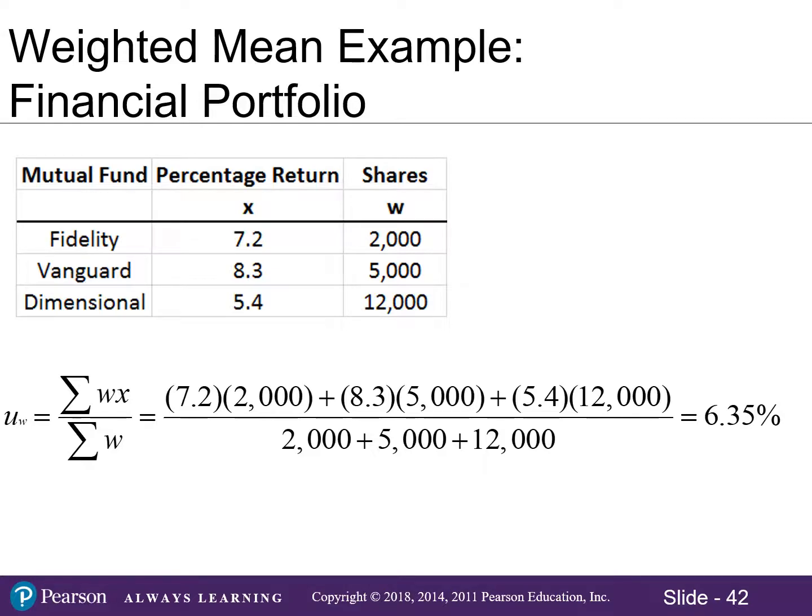So notice the 2,000, 5,000, and 12,000 in the numerator are what occur also on the bottom. That's what's making my weight. So we're taking the percentage of returns and doing it by size here. And that comes out with my average percent return is 6.35% overall. Interesting? So what you were averaging here was the percentage return, but by size of the shares. They were making my weight.